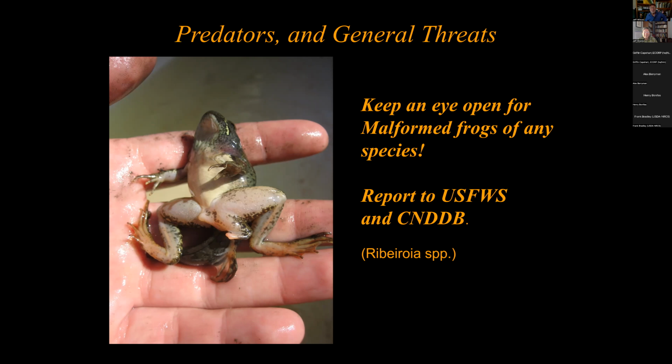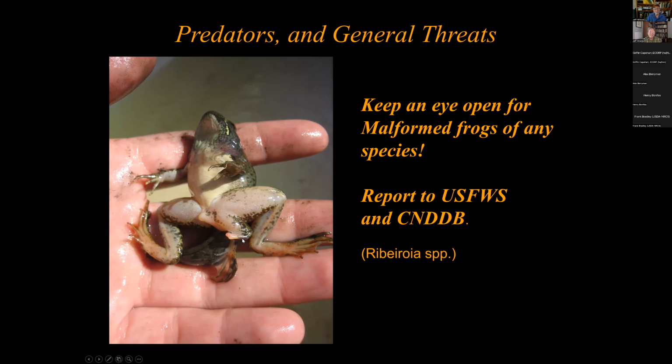Okay. So predators and general threats. One of the emerging fields is looking at trematode worms and parasites in general in frogs. The frog on your left is actually not a frog yet. It's actually a larva because it has a tail here. You can see it still hasn't fully resorbed its lungs. You can see its gills. That's the red mark here.